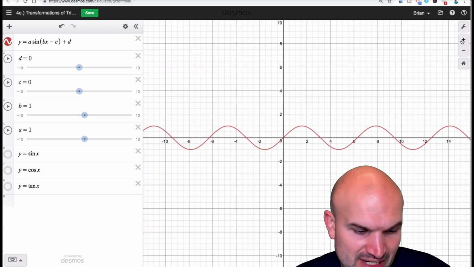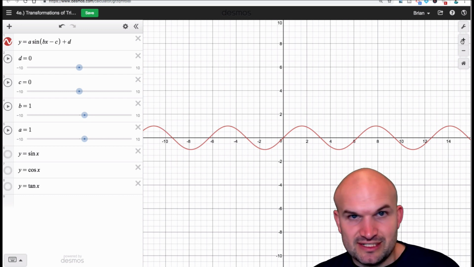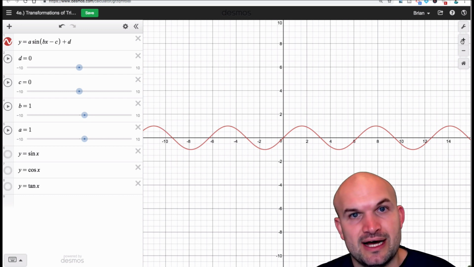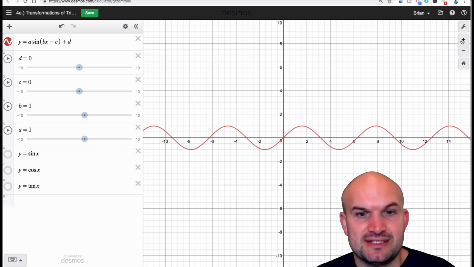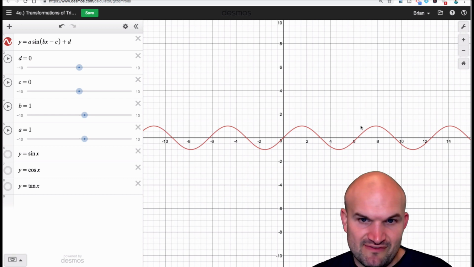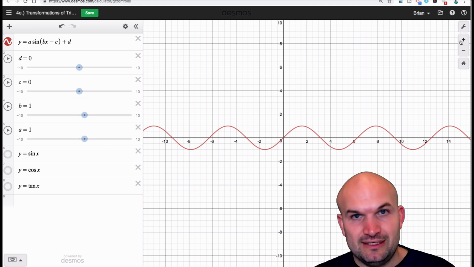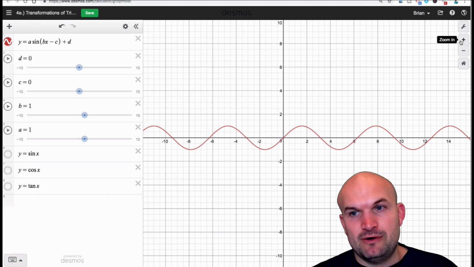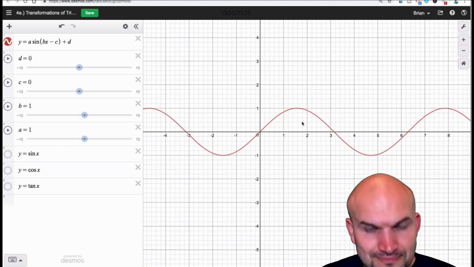That was one thing I didn't mention about the end behavior: this graph doesn't continue in one direction. It just keeps on repeating, bouncing up and bouncing down. So there is no end behavior, and the increasing and decreasing values keep on repeating after a certain distance. We'll talk a little bit more about that as well.